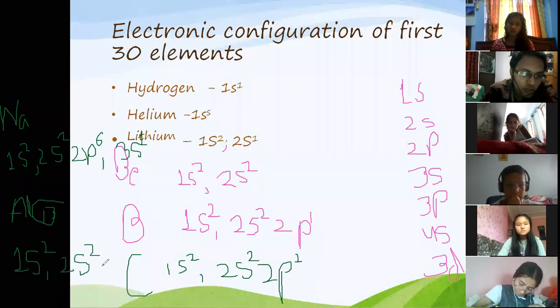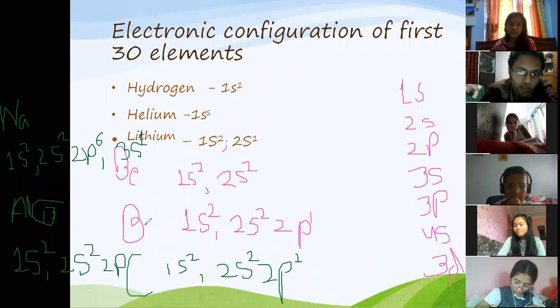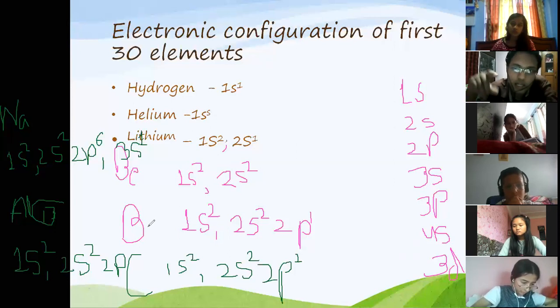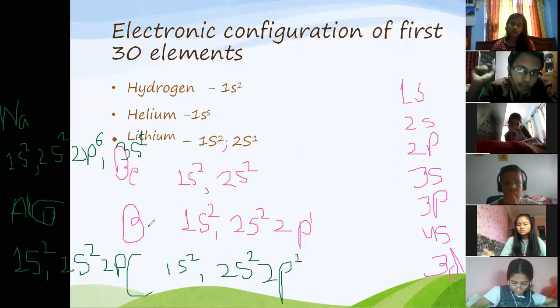Then comes 2s2. So now just count: 2, 2, 4. 4 electrons finished, but we still have 9 electrons more, right? So after 2s comes 2p. What is the capacity of the p orbital? P orbital has a capacity of 6. You need to memorize this. S orbital has a capacity of 2. P has 2 plus 4, 6. D has plus 4, 10. F has plus 4, 14. So that is the capacity you need to memorize. Memorize the capacity of the orbital and then memorize the order of the orbital. That much you have to do.